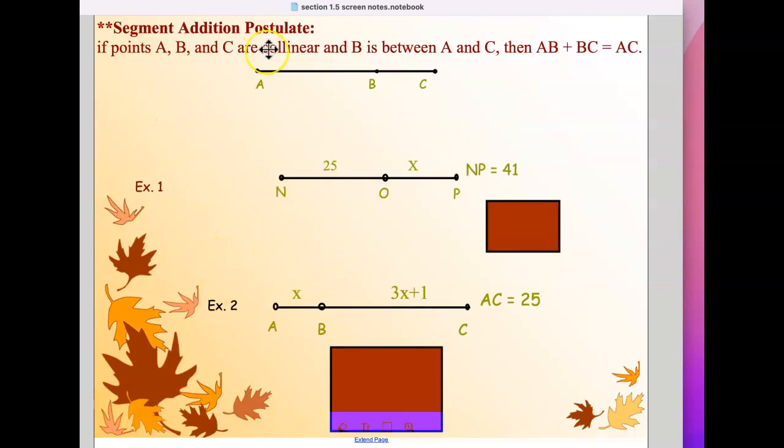All right, the main topic of what we're going to look at today is something called the segment addition postulate. A postulate is a general rule that we use. Everybody just accepts it to be true.